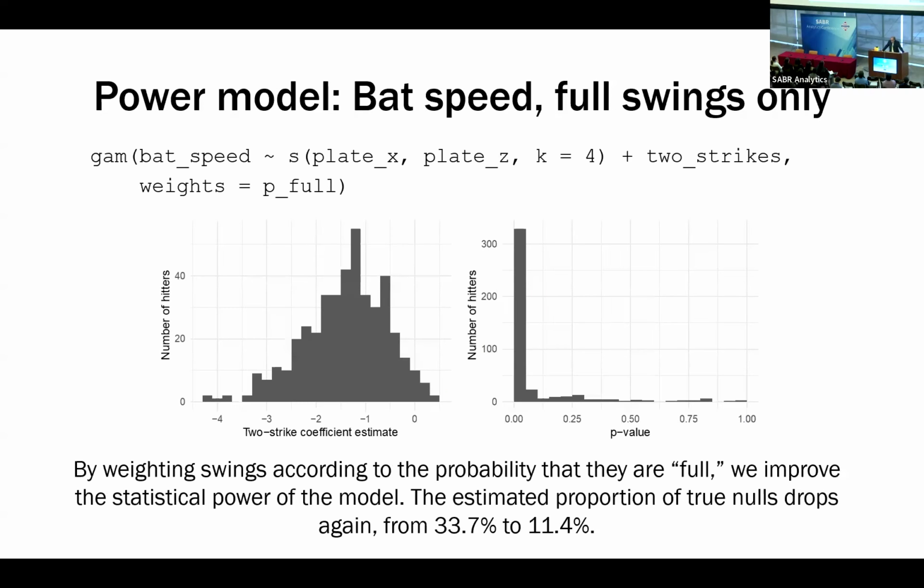Okay, so what does this achieve? What I do then is weight swings in this model according to the probability that they're full. So I'm weighting the contribution to the overall likelihood according to the probability that it's a full swing. This improves the statistical power of the model pretty massively. The estimated proportion of true nulls drops again from 33.7% to 11.4%, which is right around where the statistical power of the contact rate model was. So that looks pretty good.